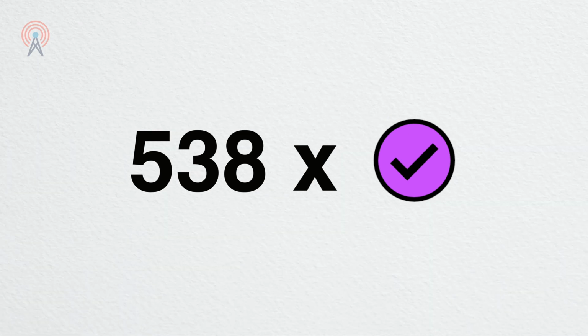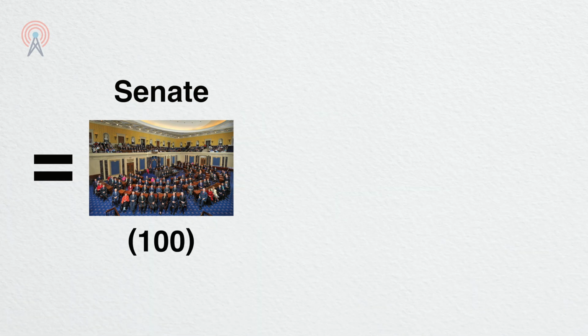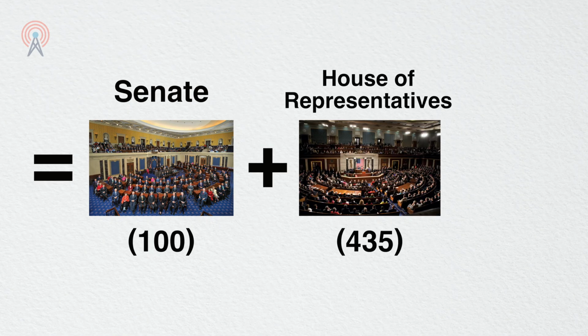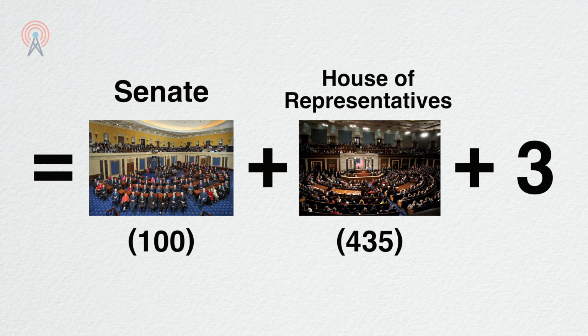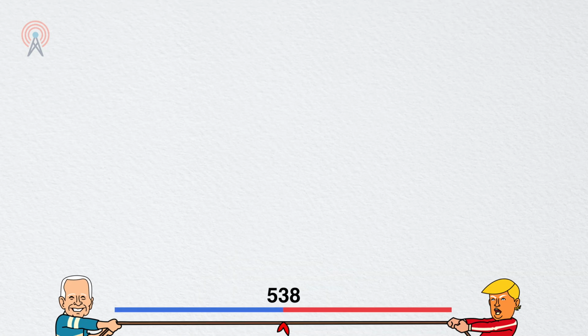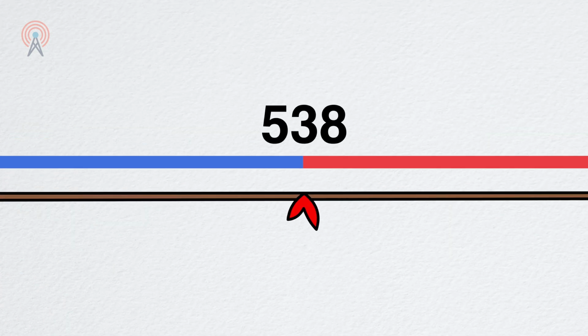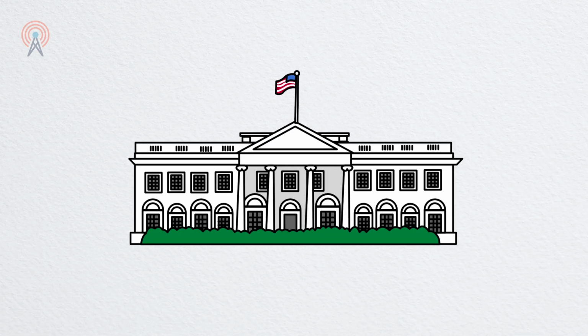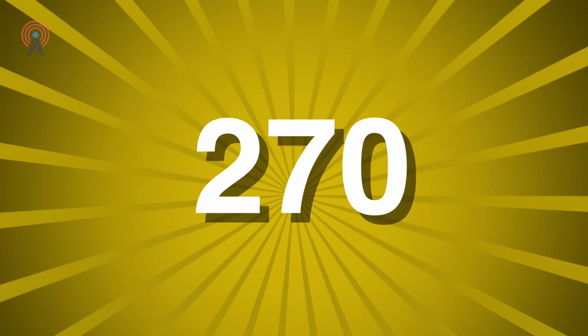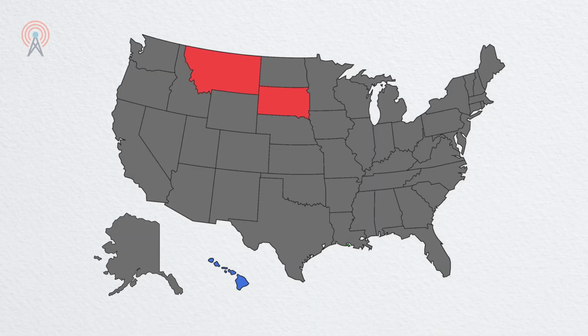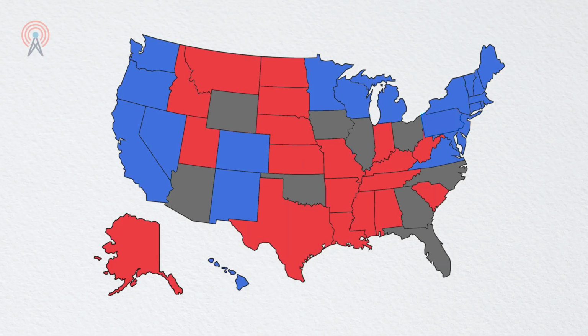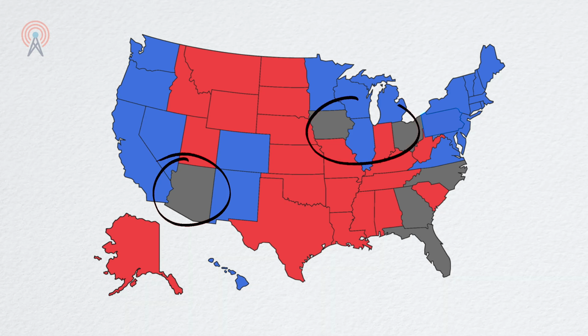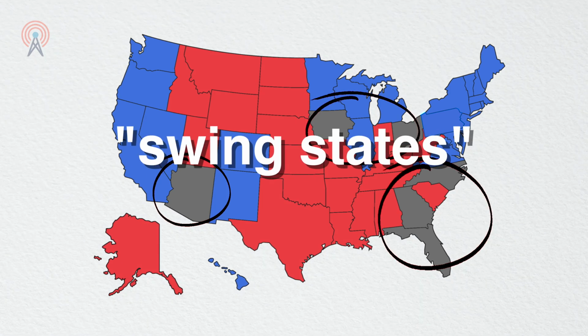But how many electoral votes does a party need to win? Well, there are 538 electoral votes in total. Why 538? Because that's the number of senators, 100, plus the number of representatives, 435, plus 3 votes for DC. Out of these 538 votes, a party simply needs more than half to win the keys to the White House, the magic number 270. However, most states in the US lean heavily towards one party or the other, so the focus is usually on half a dozen swing states that could go either way.